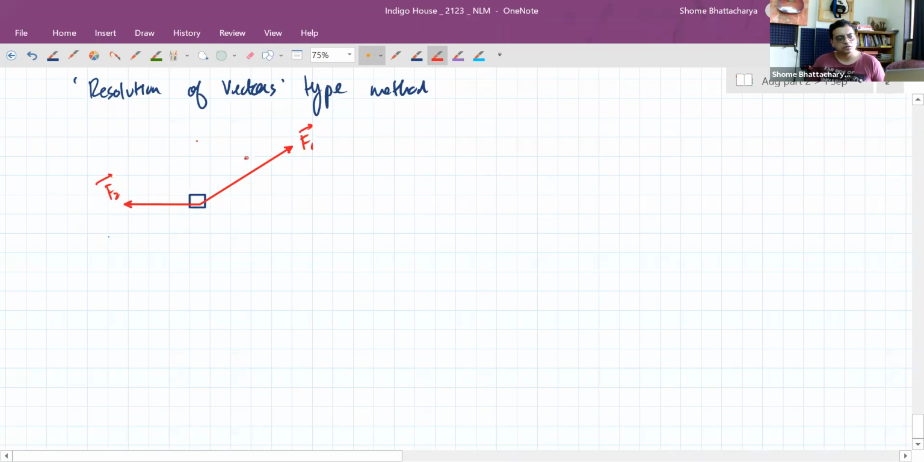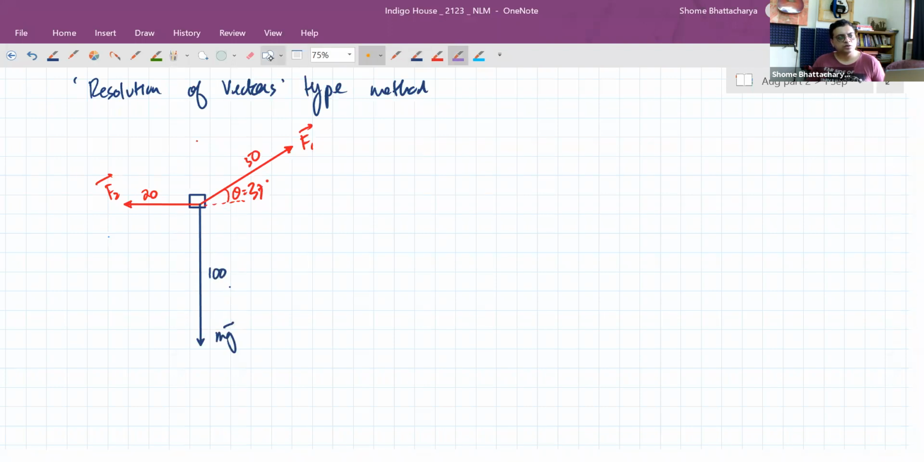This is 50 newtons at theta equal to 37. This is 20 newtons. Okay, then we had our weight. So if I try to draw accurately, this is a much longer vector. Okay, and we had a normal reaction. So also be comparatively quite a long vector. But the direction is upwards. And the acceleration is in this direction.